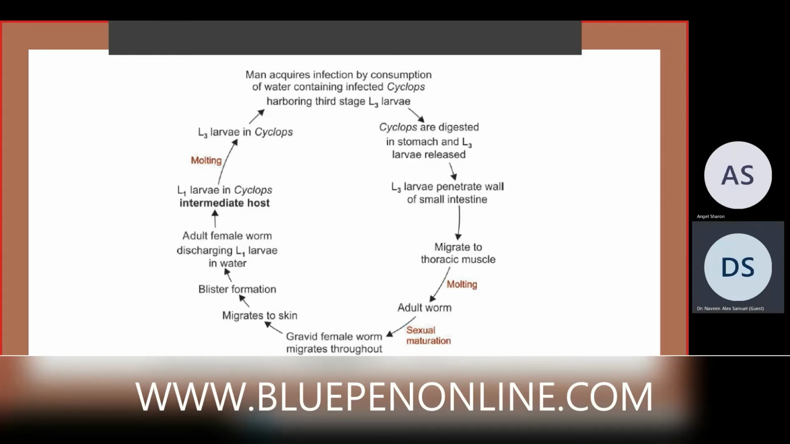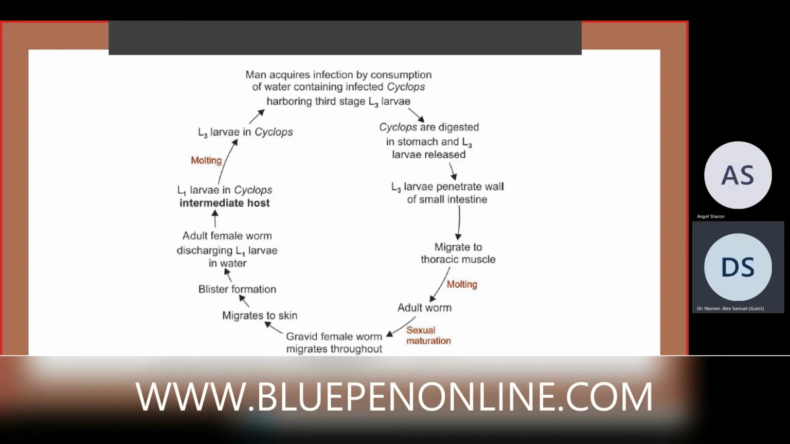The third stage larva first penetrates the small intestine. Then it travels through the thoracic muscle, where the adult worm develops and undergoes sexual maturation. The gravid female worm migrates throughout the body and resides in the skin. From the small intestine it goes to the thoracic wall, develops into the adult worm, and migrates to the skin. In the skin, it forms a blister.